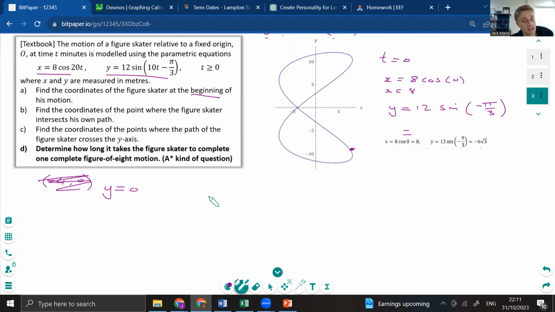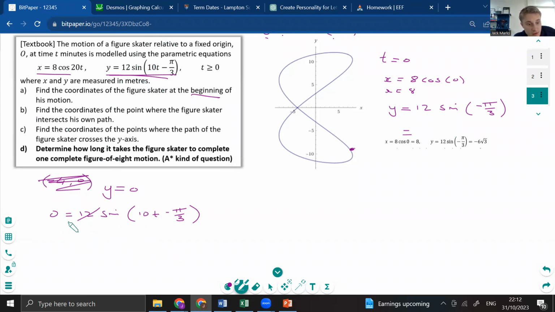So if it has crossed the x-axis, you would know that y is 0, wouldn't you? What do you do with that? You can use y is 0 to find a t value by playing around with this one here. So 0 equals 12 sine of 10t minus pi over 3. Divide both sides by 12 will be the first part of doing that one there.